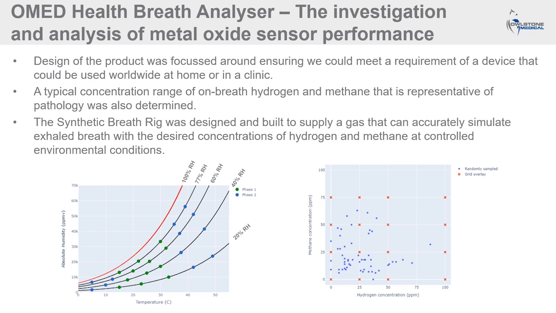The two graphs shown in this slide demonstrate the environmental conditions and gas concentrations that such data was collected with. On the left, we can see a graph of the ambient absolute humidity plotted against the ambient temperature. The curves demonstrate how the actual water burden increases with temperature with the same relative humidity. In this graph, points are labelled as both phase 1 and phase 2.